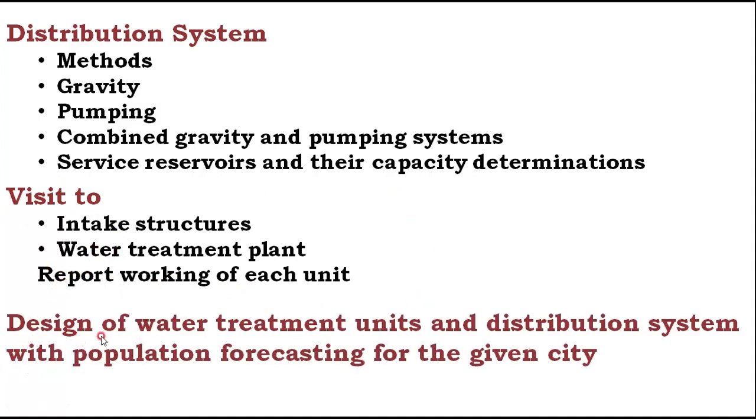Next they say design of water treatment units and distribution system with the population forecasting for the given city. This entire thing, whatever they explained, will be covered in the water supply chapter of the extensive survey project. Therefore, we will not discuss this in this fifth module. This one and this one we will skip. Understood? This is all about the syllabus.